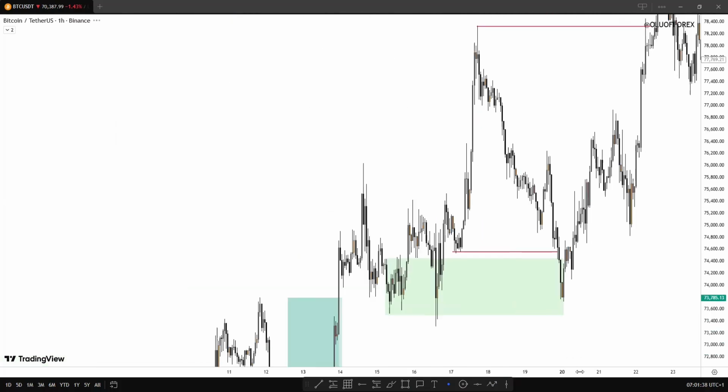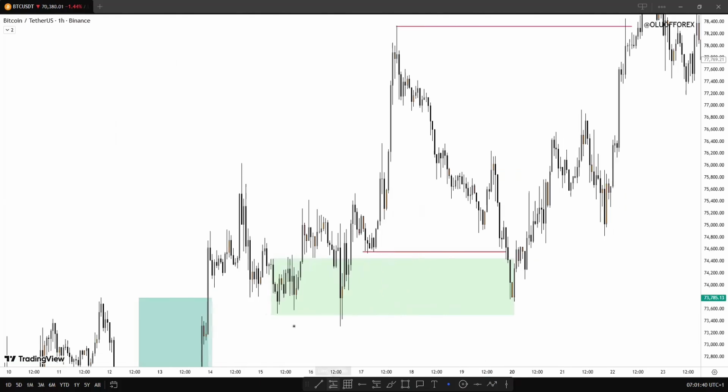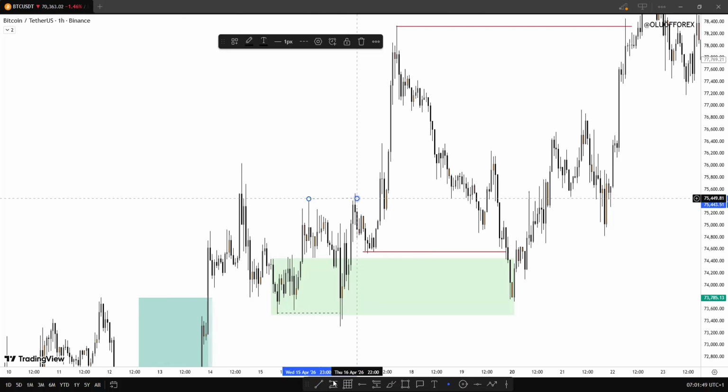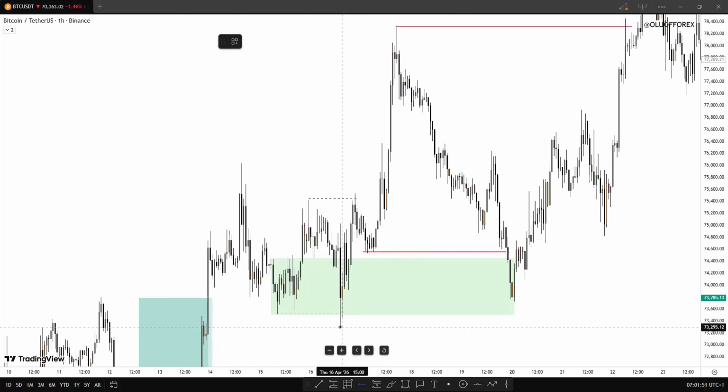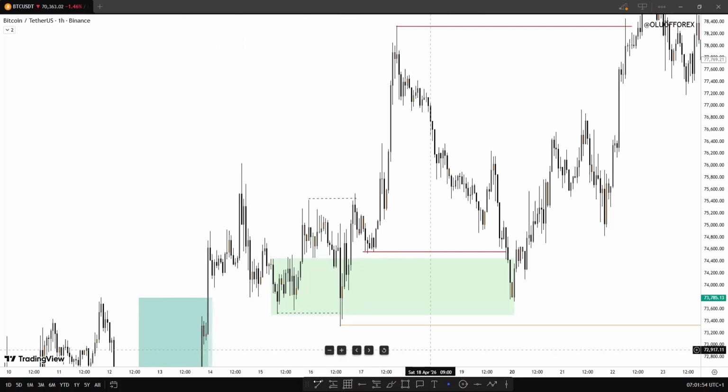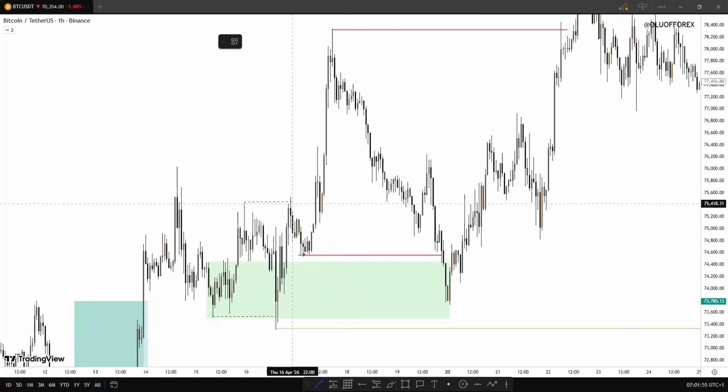This one. We had a sweep of a low, a sweep of this low, and a break of structure. It validates my A. What else do you want to see? A pullback and a break. That validates my B. And then what's the highest point to be created? This is the highest point to be created.